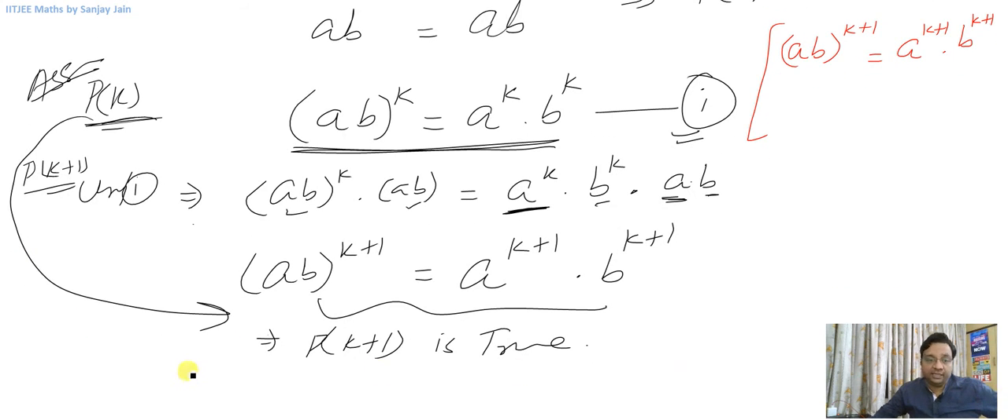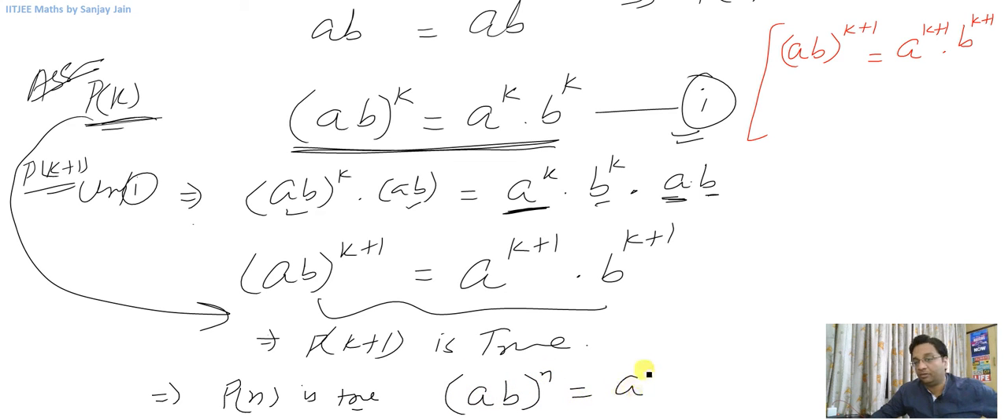Hence I can say that by principle of mathematical induction, P(n) is true, or in other words, (ab) raised to power n is equal to a raised to power n into b raised to power n. All right.